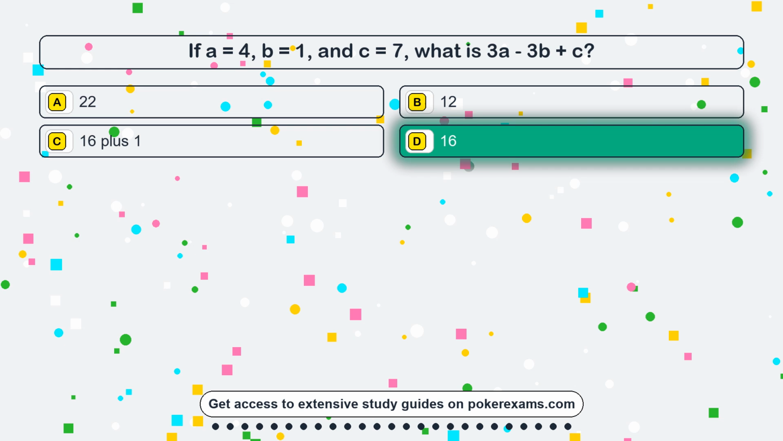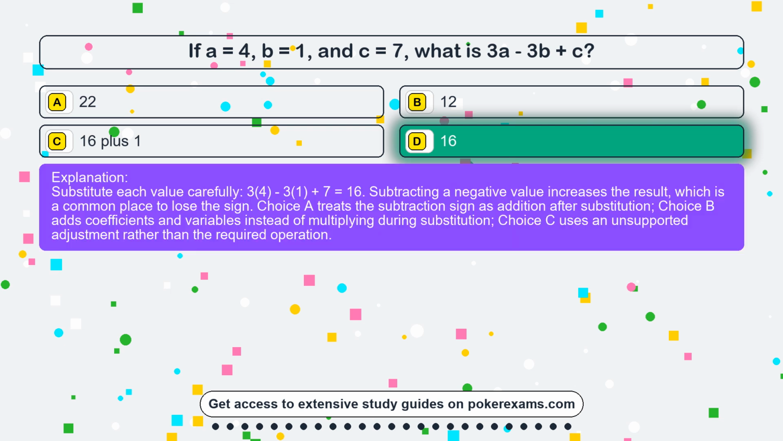The correct answer is option D, 16. Substitute each value carefully. 3 times 4 minus 3 times 1 plus 7 equals 16. Subtracting a negative value increases the result, which is a common place to lose the sign. Choice A treats the subtraction sign as addition after substitution, choice B adds coefficients and variables instead of multiplying during substitution, choice C uses an unsupported adjustment rather than the required operation.